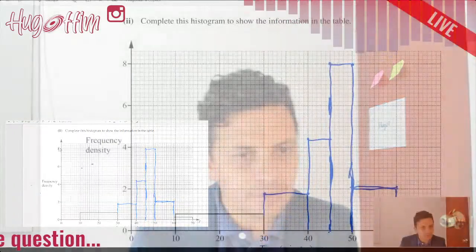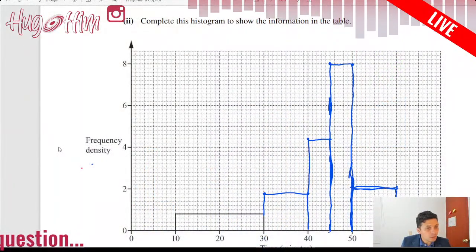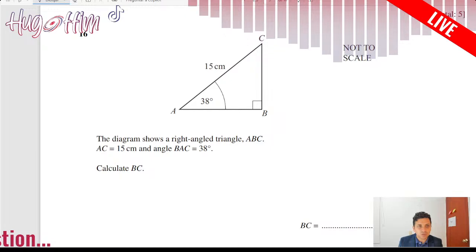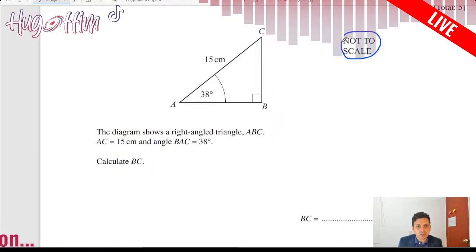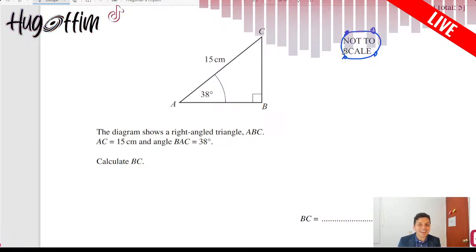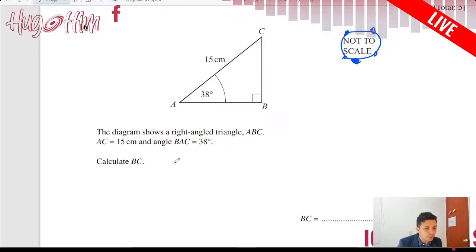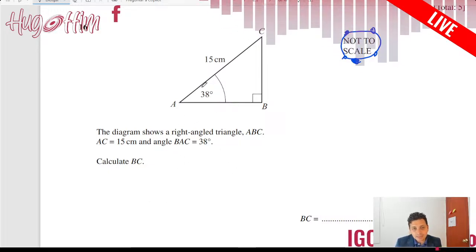And now let's go with this question. This question is easy. Remember that it says not to scale in these shapes, so you cannot use your ruler to calculate anything. You cannot say, okay, this is 15, if I measure this and this length is 5 centimeters, so I'm going to draw the scale. You cannot do that if it says not to scale. If it says not to scale, it's telling you, no, we want you to use computations, calculations. In this case, trigonometric ratios.